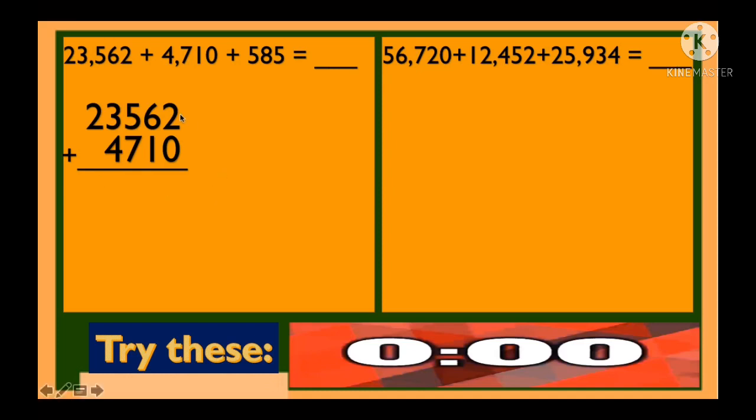What is 2 plus 0? 2, very good. What is 6 plus 1? 7, good job. 5 plus 7? 12. Now, where do I put 2? Where do I put 1? I will put 2 on the lower part. How about 1? On the top of what number? 3. Good job.